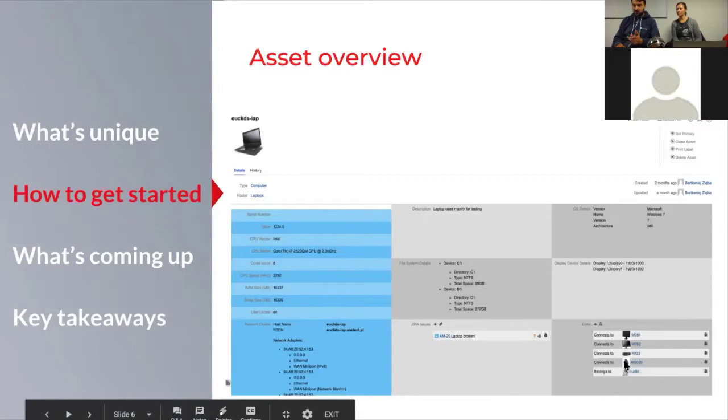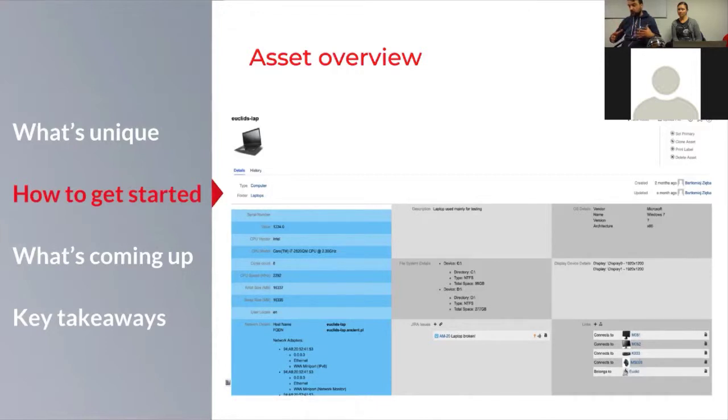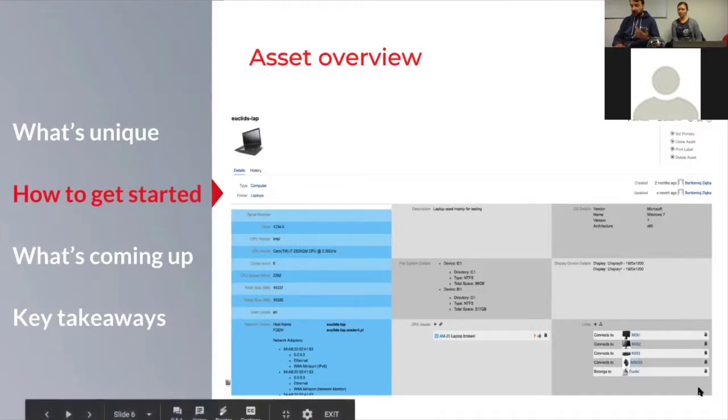Of course, this is also important to see because assets as standalone are nice to have to know what's going on, but it will be very cool to see them interconnected and how one is connected to another. So in this particular example, this laptop is connected to two displays, one keyboard, one mouse, and belongs to Euclid, as the name suggests.